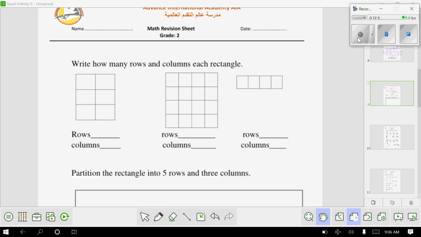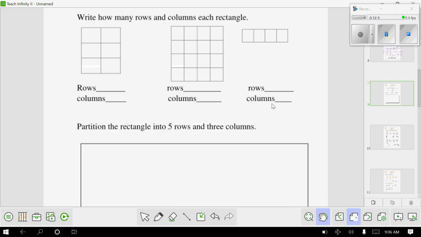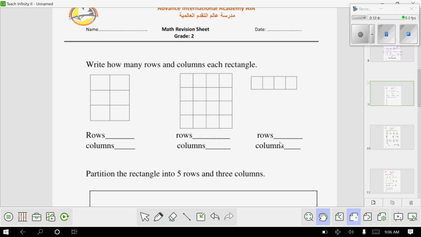Now let's go to the second page. It's page number 7. Here we have another thing. It shows how to partition a rectangle or a square into equal parts by drawing rows and columns. So let's remember rows and columns. Row means when I'm moving side to side. Column means when I'm moving up and down.